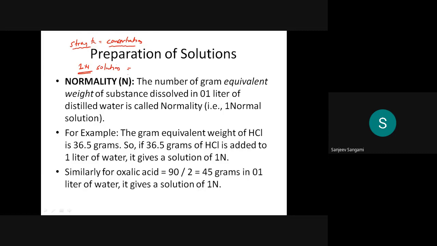Then what is this gram equivalent weight? How do I have to prepare it? For example, the gram equivalent weight of HCl is 36.5 grams. So how have I calculated this gram equivalent weight? What is equivalent weight? Normally for equivalent weight, we have a formula to calculate it.